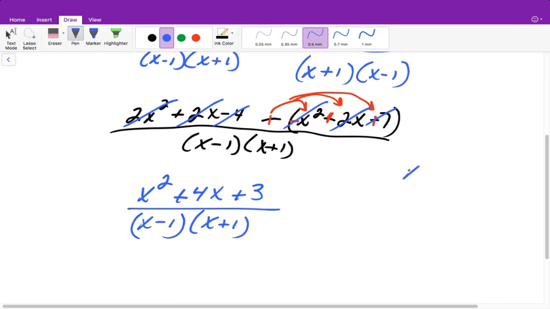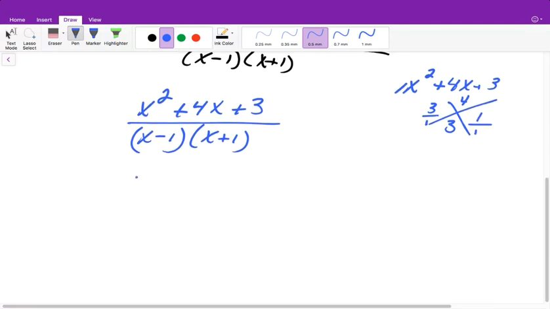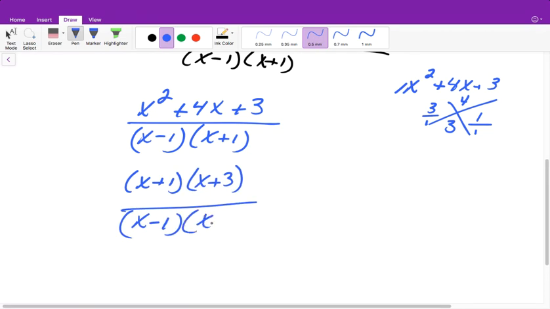And now we need to factor this x squared plus 4x plus 3 and see, can it factor? And if it can, do we cancel anything? Well, 1 times 3 is 3, 4 goes here. Numbers that multiply to 3 and add to 4 are 3 and 1. Divide each one by that 1 again. So then this factors out to x plus 1 times x plus 3, and it's over top of x minus 1 times x plus 1.